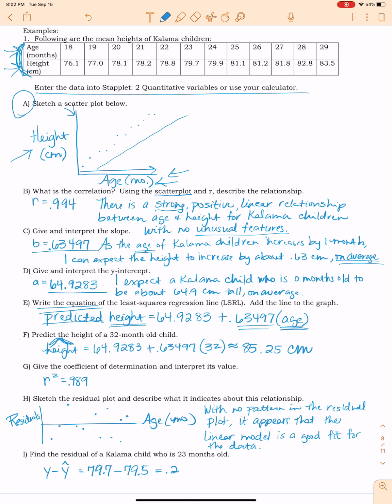All right, so on part F, we have to predict the height of a 32-month-old child. So I just use the equation from part E, I substitute 32 in for the age, and I do a simple calculator calculation. And I got approximately 85.25 centimeters.